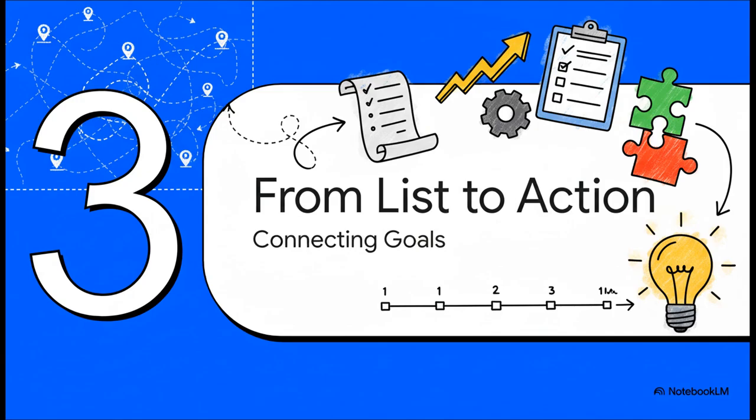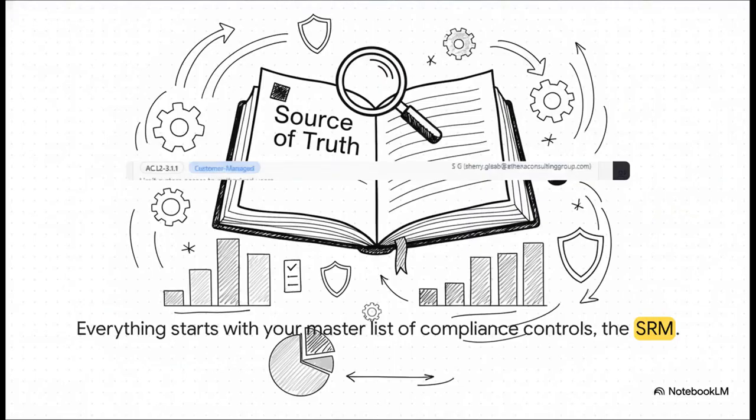Okay, so we've got this awesome visual map. That's great. But how do we actually populate it with the work that needs to get done? Let's move on and see how this thing turns a boring compliance list into a real actionable plan. It all starts here with something called the Shared Responsibility Matrix, or just SRM for short. Think of this as your source of truth. It's a master list of every single compliance control your organization is responsible for. It's super comprehensive, but let's be honest, in this table format, it's still just a list.